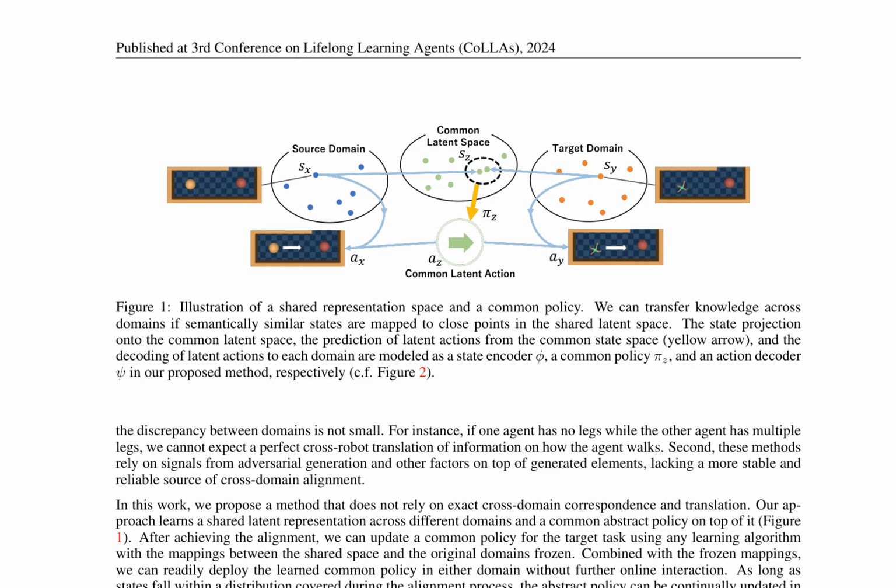The approach is illustrated in Figure 1, which shows a shared representation space and a common policy. The state projection onto the common latent space, the prediction of latent actions from the common state space, and the decoding of latent actions to each domain are modeled as a state encoder phi, a common policy pi-z, and an action decoder psi, respectively. The proposed method does not rely on exact cross-domain correspondence and translation. Instead, it learns a shared latent representation across different domains and a common abstract policy on top of it.